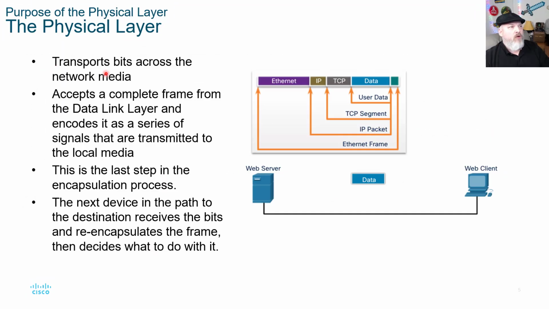The physical layer transports bits across the network media. It accepts a complete frame from the data link layer and encodes it as a series of signals that are transmitted to the local media. This is the last step in the encapsulation process before it gets sent down the network, and the next device in the path to the destination receives the bits and de-encapsulates the frame, then decides what to do with it. So it encapsulates it, sends it down, and de-encapsulates it. Some say it different ways.